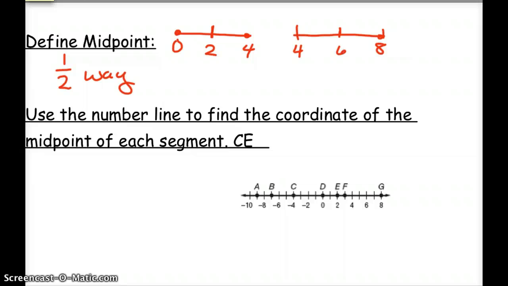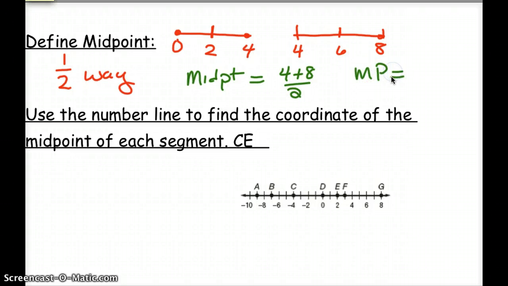If you're not able to do those in your head, your midpoint formula is add the 2 and divide by 2. So I could go 4 plus 8 divided by 2. My midpoint is 12 divided by 2, or my midpoint is 6. So when you're looking for the midpoint, it's halfway, it's the average.